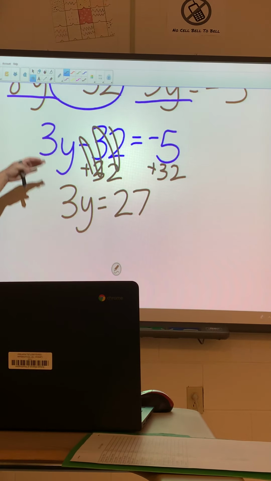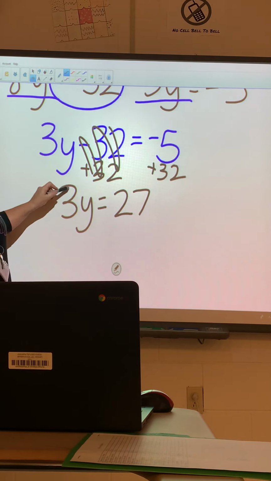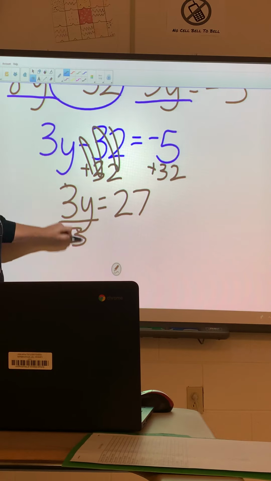So these are the things we've been practicing. All we're doing is adding that distributive property and combining like terms. Now this is undone by dividing.